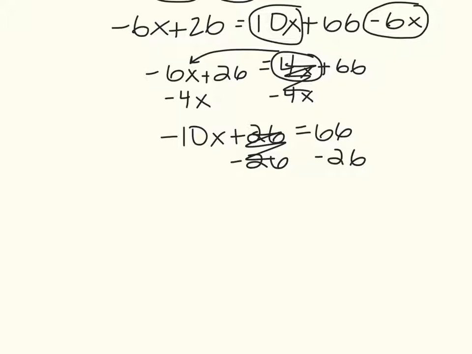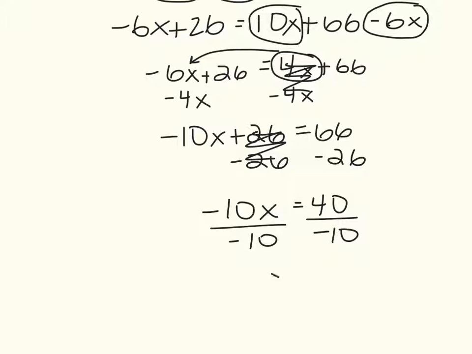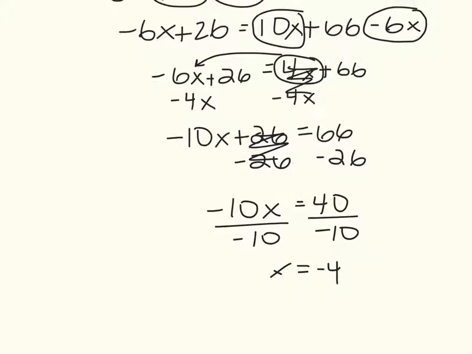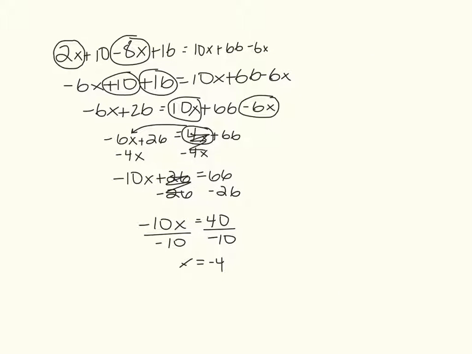Opposite of positive 26 is negative 26 on each side. Rewrite the problem. Negative 10x equals 40. Divide both sides by negative 10. And x equals negative 4. Whew, beautiful. Look how fun. Look at all that work we just did. I did that, guys.